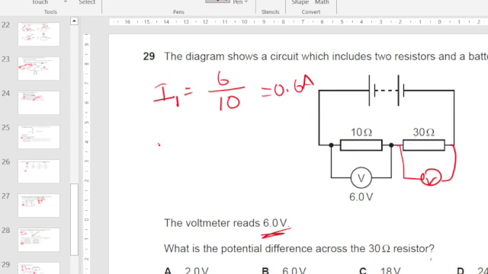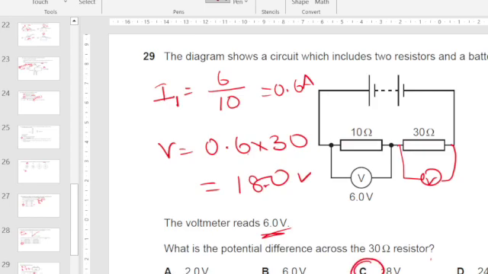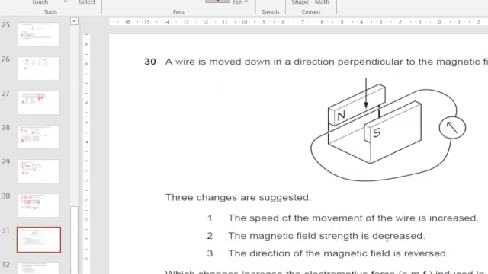So what is the potential difference? V is equal to I into R, and this will be 18 volt. Option C is the correct option. And the 30th question: a wire is moved down in a direction perpendicular to the magnetic field. Here is a wire. Three changes are suggested. Which change increases the electromotive force?